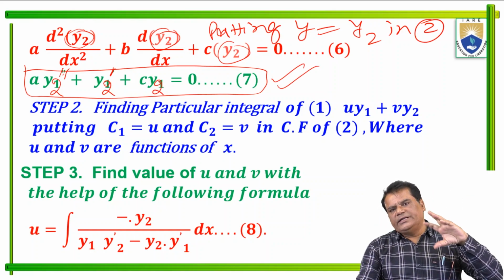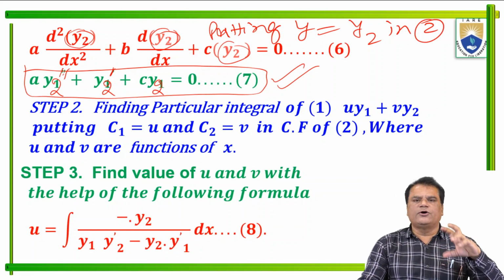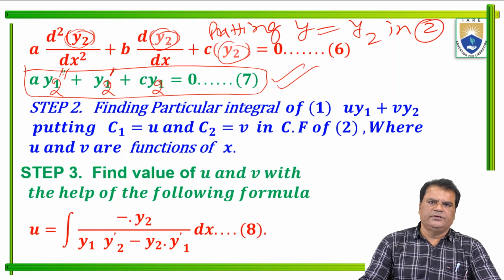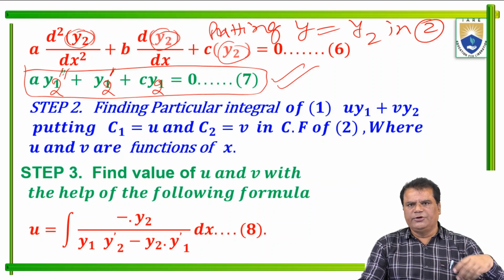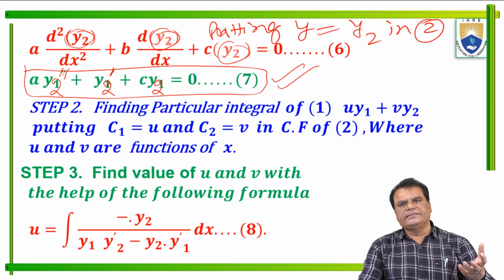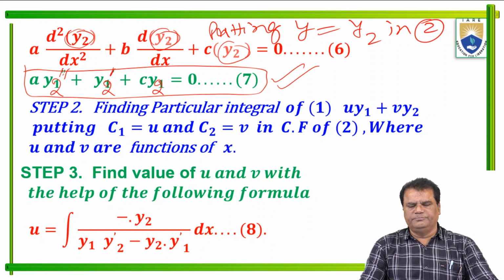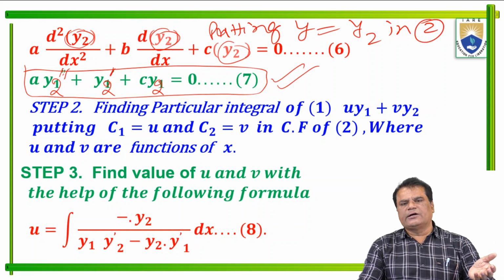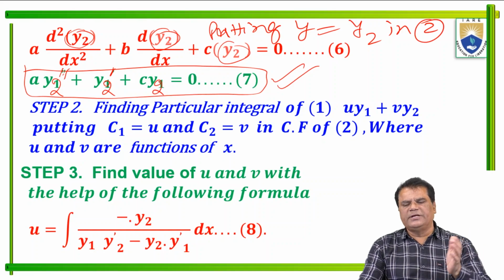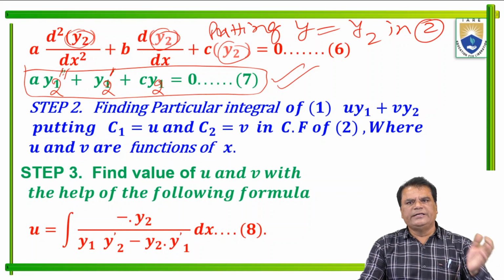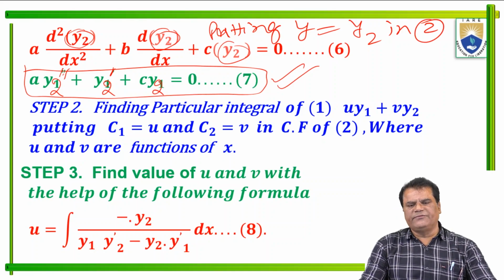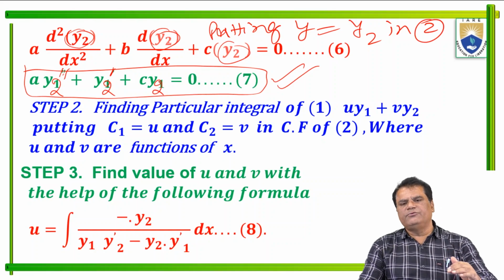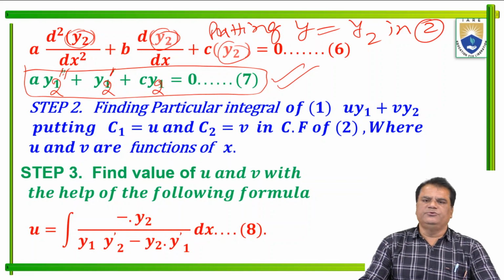This is step 1. What is in step 1? In step 1 we find the complementary function first. To find it, we put the right hand side equal to 0 in equation 1. After putting the right hand side equal to 0, we get equation 2. Now we consider the complementary function C1y1 plus C2y2. C1 and C2 are arbitrary constants, and y1, y2 are two solutions of equation 2. So y1 and y2 verify equation 2.